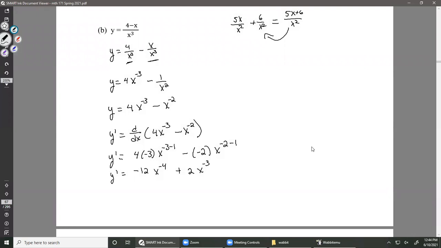Okay. If you take other people for calculus, as a side note, you might have to simplify one step further. Negative 12 over x to the 4th plus 2 over x cubed. Me, I am fine with this answer above. Not everyone is.